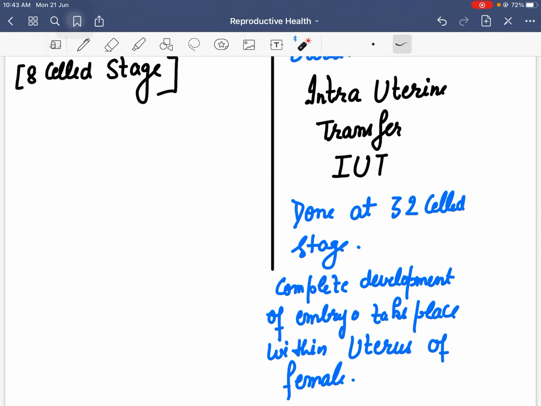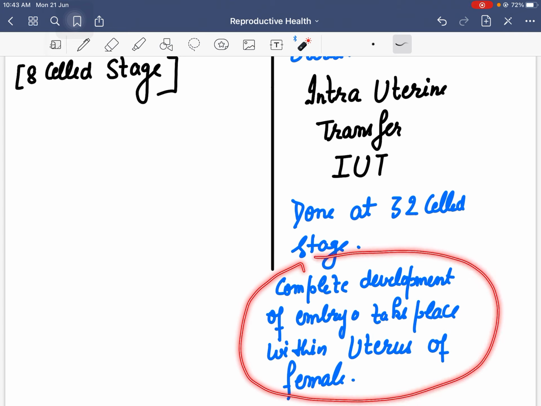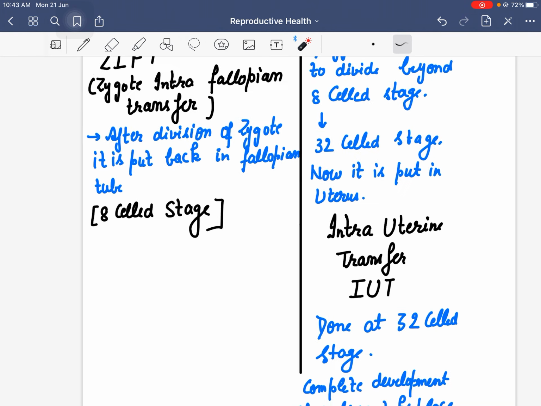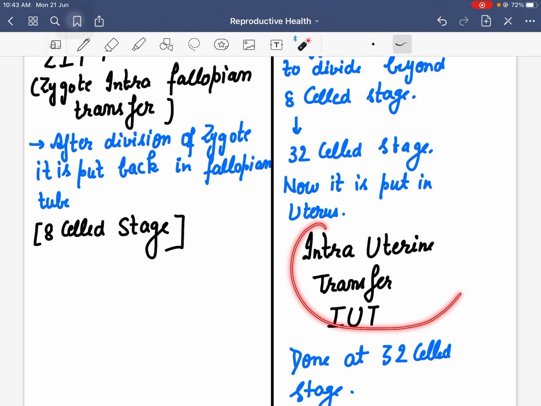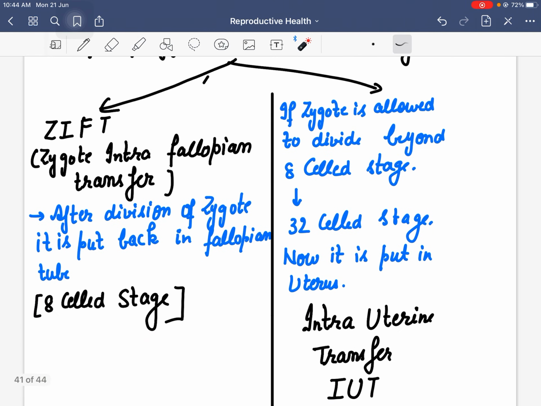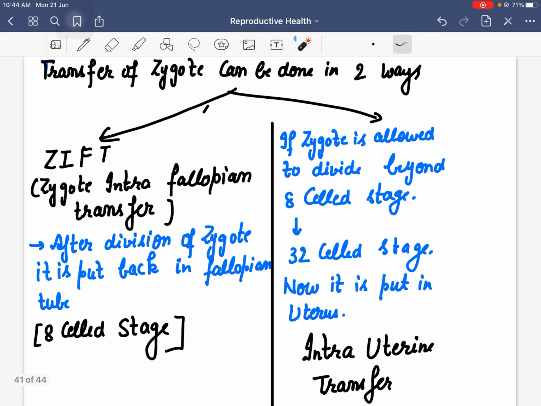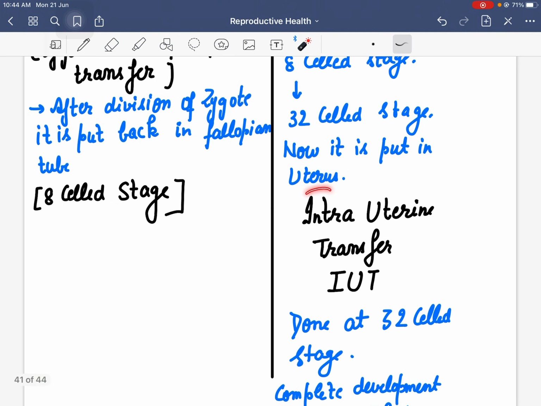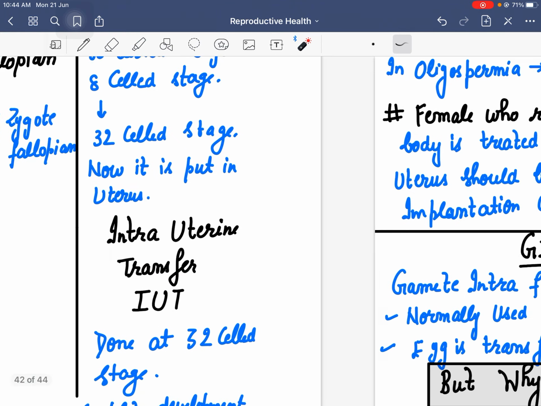So the complete development of the embryo now takes place within the uterus of the female. That depends on the doctor as well as on the condition of the female, what kind of condition the fallopian tube or uterus has. These two processes are the choice. Either it can be done through zygote intra-fallopian transfer at the 8 cell stage, or at the 32 cell stage. Usually they prefer intrauterine transfer.